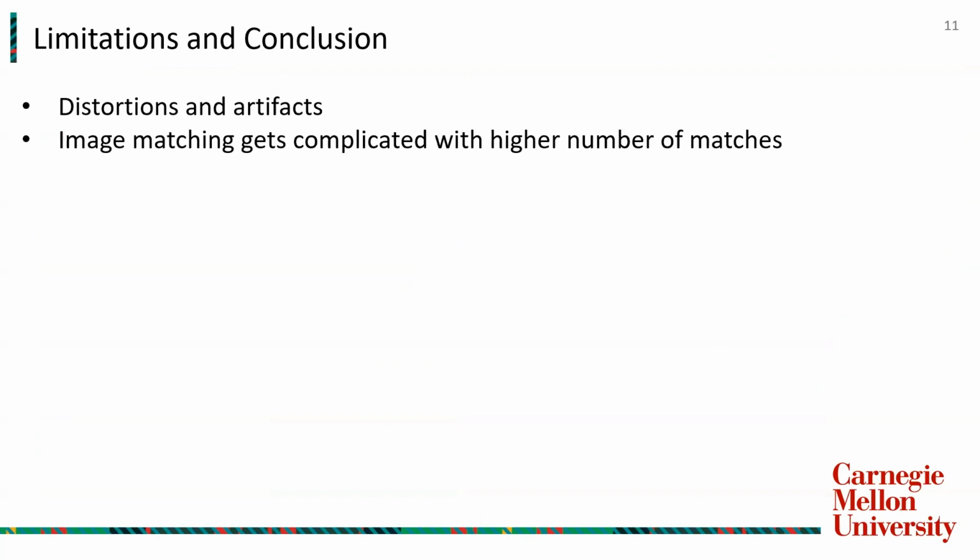Now, there are, of course, limitations to this method. Like we saw, there will be distortion artifacts because the object is so close to the camera. And image matching does get more complicated as we significantly increase the number of images.